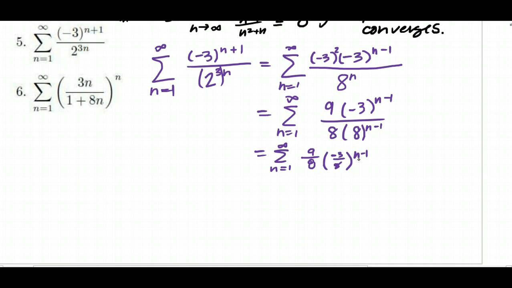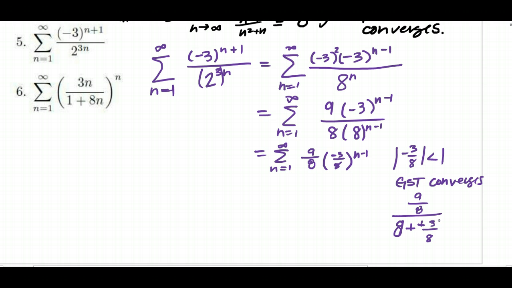Now we can hopefully see that this is clearly geometric, and because the absolute value of negative 3 over 8 is less than 1, by the geometric series test, this converges. And it converges to a, so 9 over 8, over 1 minus my r value. My r value is negative 3 over 8, so I would include the negative here. If we wanted to simplify this, this would be a plus.